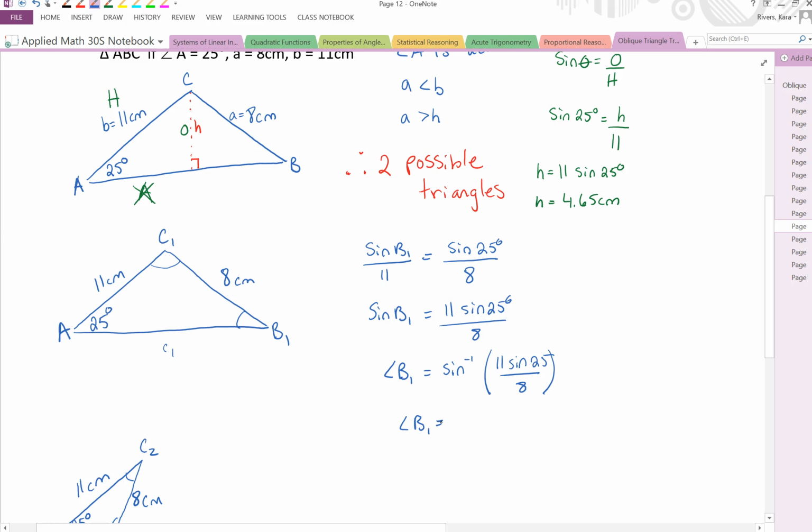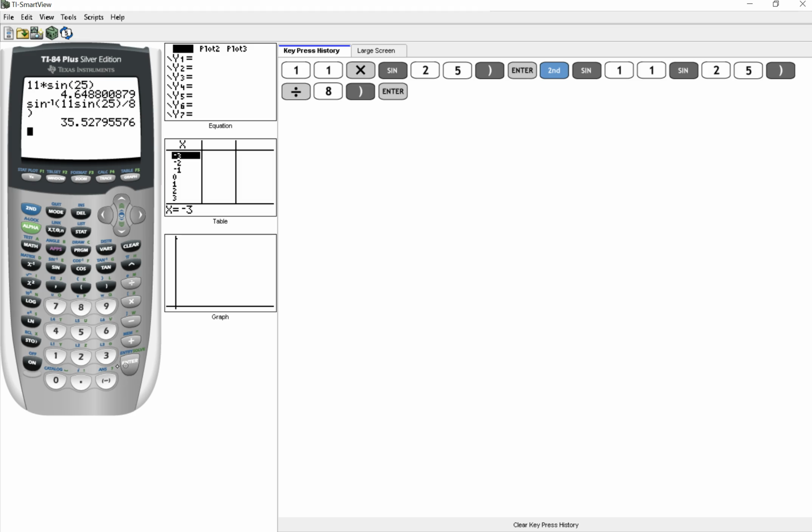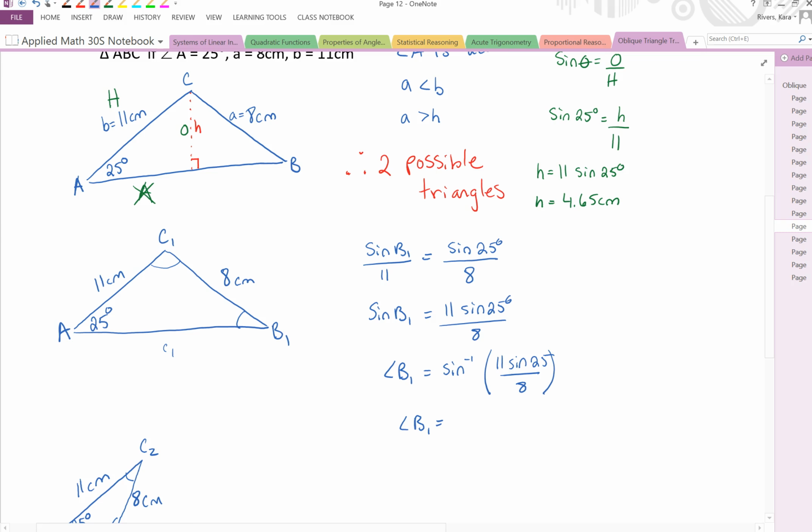Putting that into our calculators, you can find that angle: inverse sine, then open the brackets, 11 times sine of 25, all divided by 8. And we get an angle of 35.53 degrees.